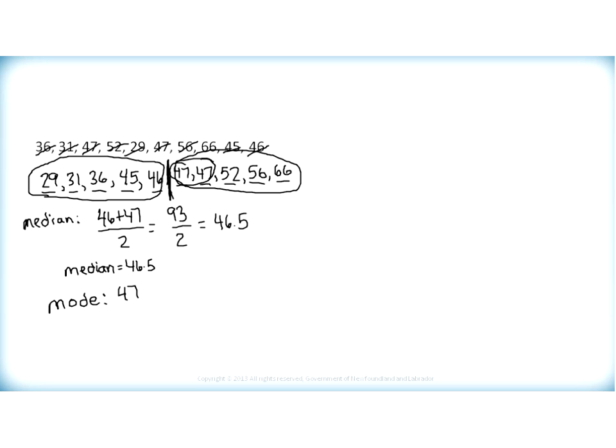So what I have is my mean is equal to 45.5, my median is equal to 46.5, and my mode is equal to 47.